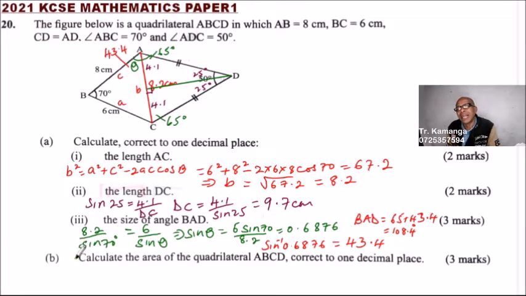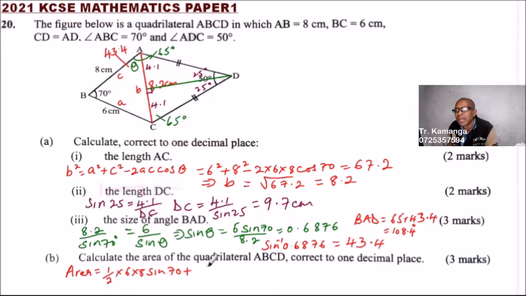We can get the area by getting the area of triangle ABC. Area of ABC, we can use a half multiplied by AB, that is 6 times 8, the sine of 70. And now the other one, we add this other one, ADC, we can use a half base times height.